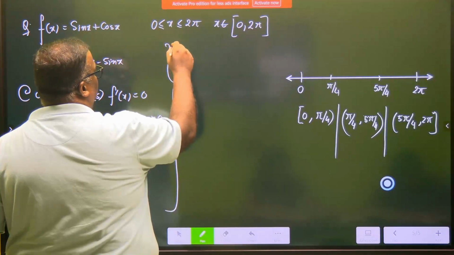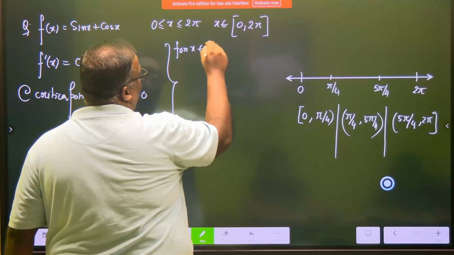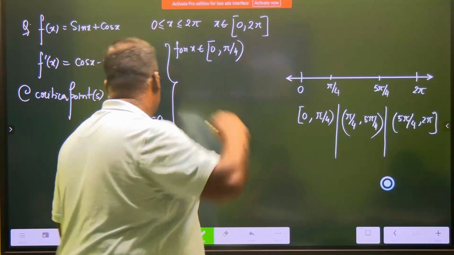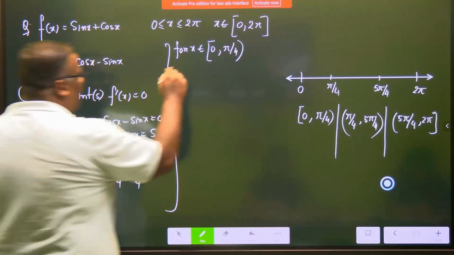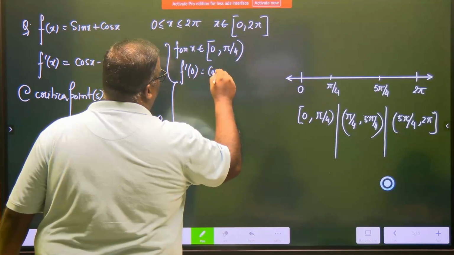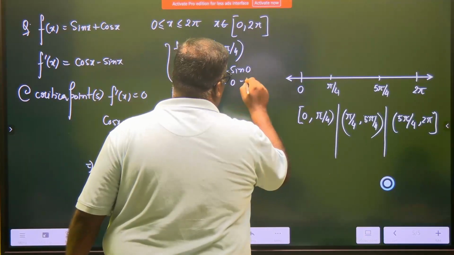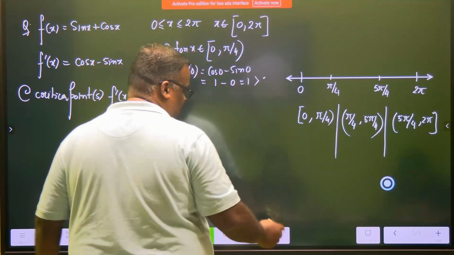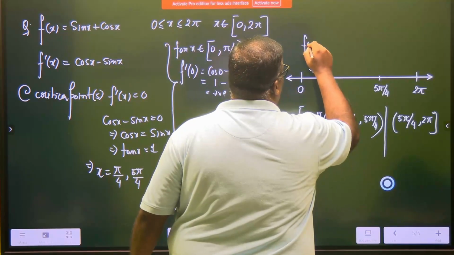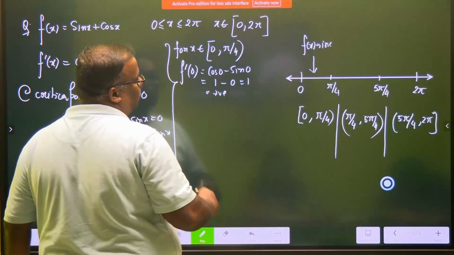Now, for x belonging to 0 to pi by 4. I can include 0. So, what is the value of f dash x? That is f dash of 0. It should be cos 0 minus sin 0. Sin 0 is 0, cos 0 is 1. 1 minus 0 is 1, which is greater than 0, or we can write this as positive. So in this interval, our f(x) will be increasing. Clear?